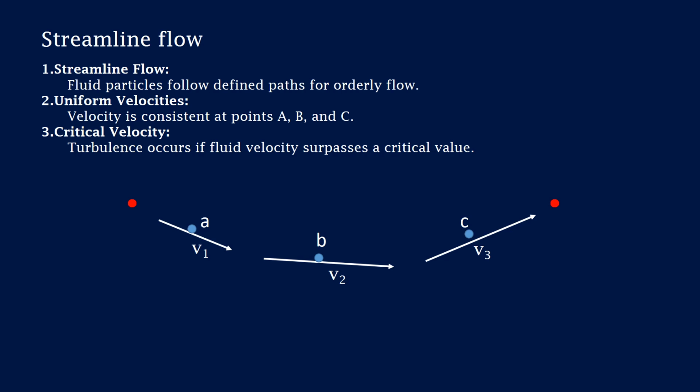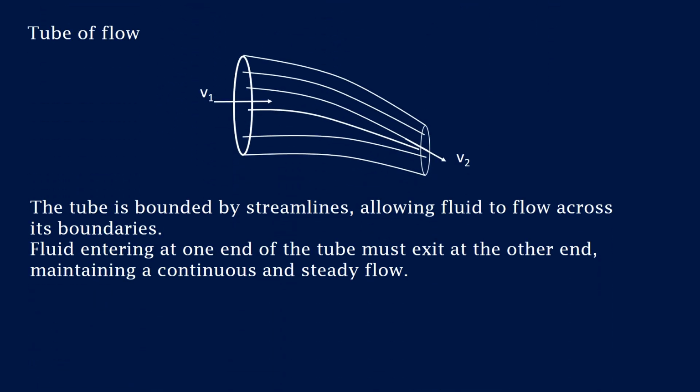The streamline flow is possible only as long as the velocity of a fluid does not exceed a certain value. This limiting value of velocity is called critical velocity. The tube of flow is bounded by streamlines, so that no fluid can flow across the boundaries of the tube of flow, and any fluid that enters at one end must leave at the other end.